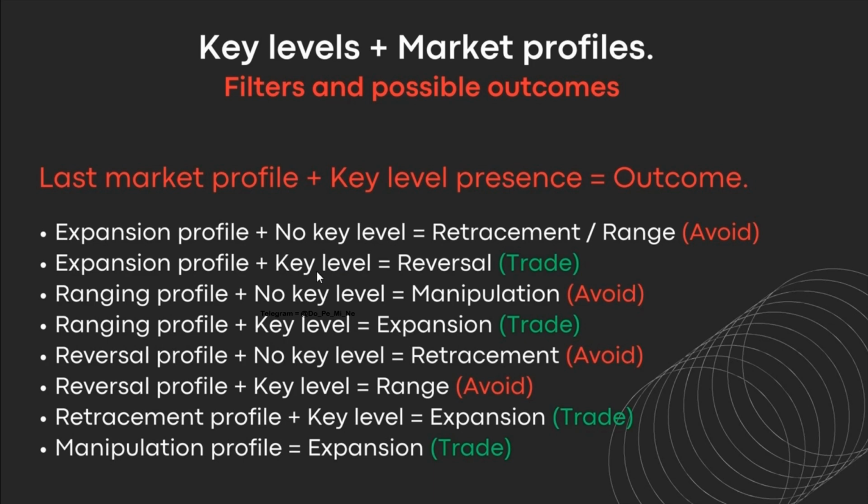Similarly, if the expansion profile has ended inside a key level and a key level is present there, then we're going to expect a reversal profile there. And as I said before, we're going to trade that because it's a reversal profile. Similarly, we've got other combinations below as well that can potentially refine your understanding even further, right? Now, these aren't the only combinations. We've got others too, but these are the most important ones, and you must note them down and remember them to improve your understanding.